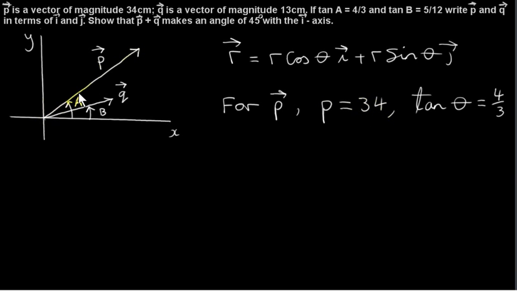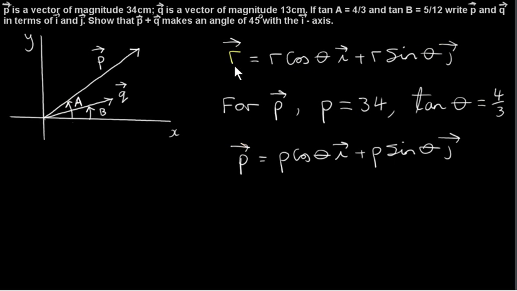We can see that for vector P, theta, the angle measured anti-clockwise from the x-axis to the vector, is an acute angle. It's an angle between 0 and 90 degrees. It's referred to as angle A here, but I'm just going to call it theta now, just to be consistent with the general notation for a vector. So instead of R, we can write P. So vector P is P cos theta i plus P sin theta j. So we have P, that's 34. We just need to find cos theta and sin theta.